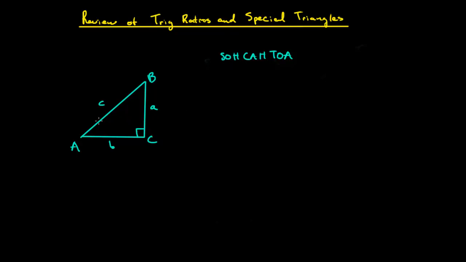The sine of an angle in a right angle triangle is equivalent to the opposite side divided by its hypotenuse. So in the triangle that I've drawn here, that would mean that the sine of angle A is equal to little a over c, or a over c. The cosine of angle A is equivalent to the adjacent divided by the hypotenuse, which is b over c.